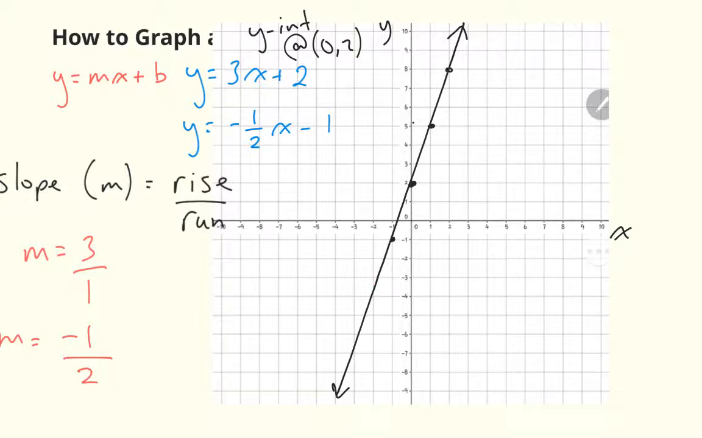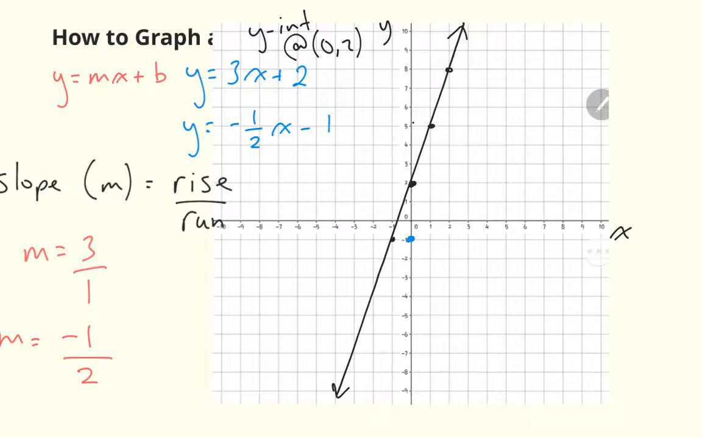Let's take a look at the second line. The second line has a slope of -1/2. So we looked at that and we said, well, that's a rise of -1, which means actually it's a fall of 1 and a run of 2. This -1 means my y-intercept is here at -1.